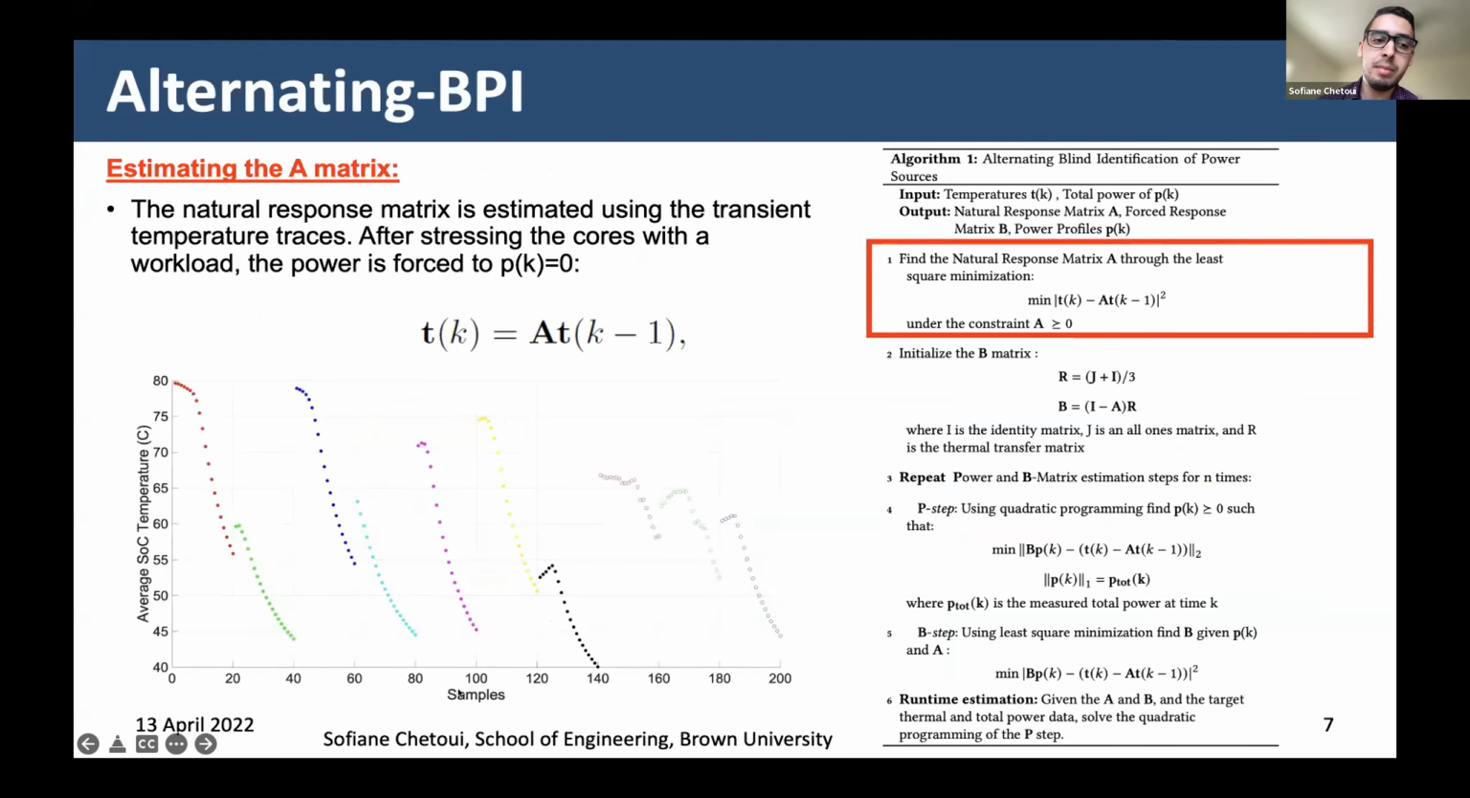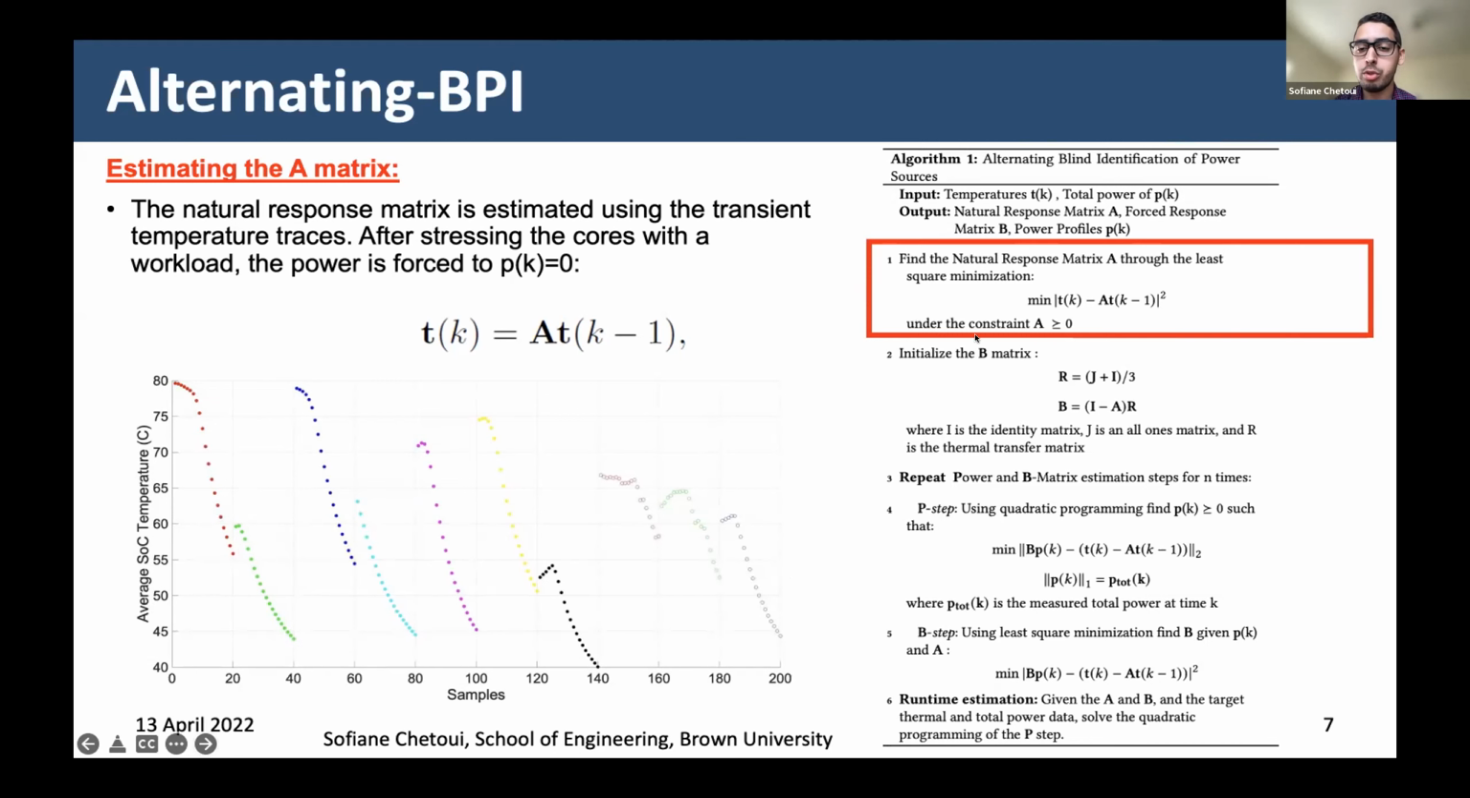First of all, to estimate the A matrix, which is the natural response matrix, we use the transient temperature traces, basically in the absence of any power. So if you stress the different cores and then kill the different workloads and turn off the hardware or the different blocks, the state space model becomes as follows. Because P_k equals 0, it becomes T_k equals A T_{k-1}. And for reference, I'm showing how the transient traces look. On the y-axis, we have the average associated temperature, and you could see the cooling process.